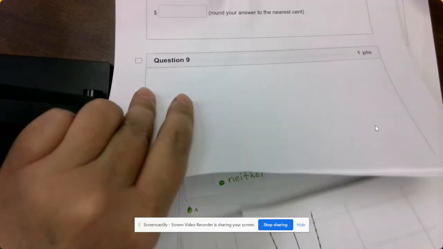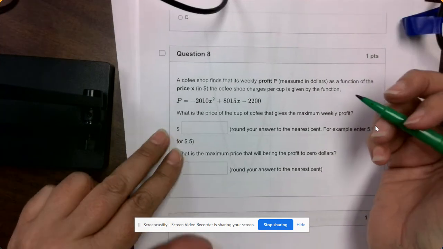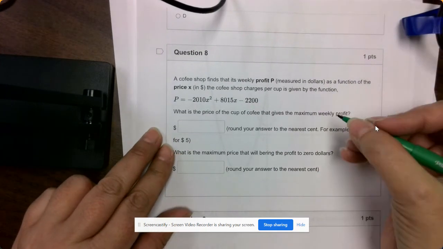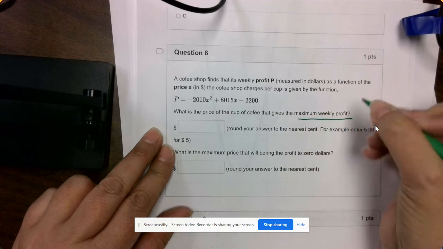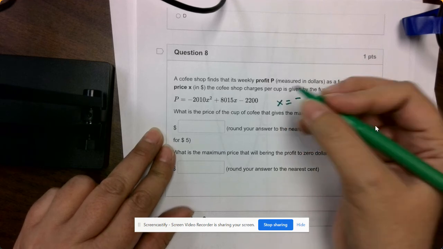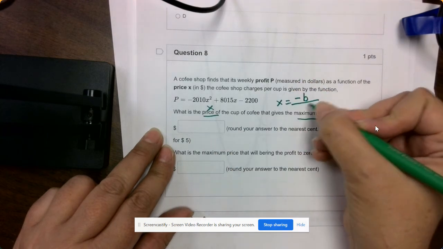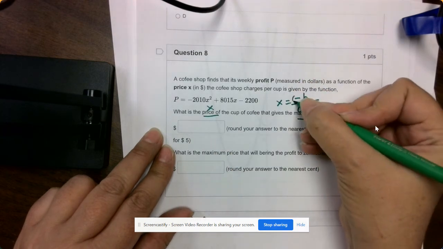Okay, so number 8. We have the coffee shop one. So this one, everybody, what's the price of the coffee shop that gives you maximum weekly profit? You can use the vertex formula to find the x, because everybody, price is going to be the x value. So negative b over 2 times a. So we're going to put it in.